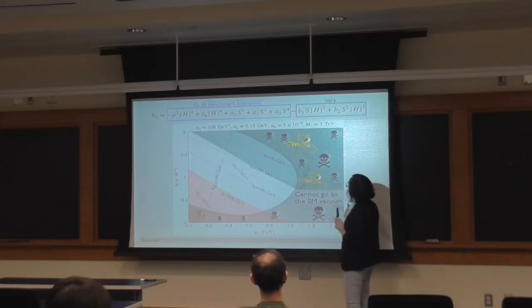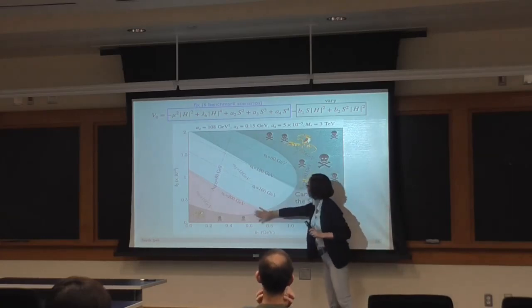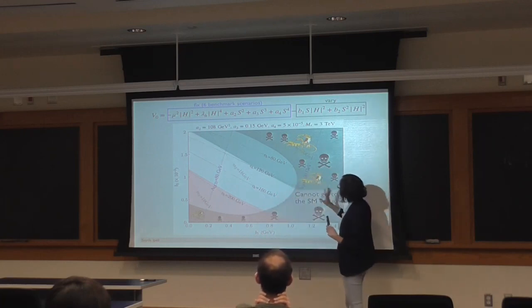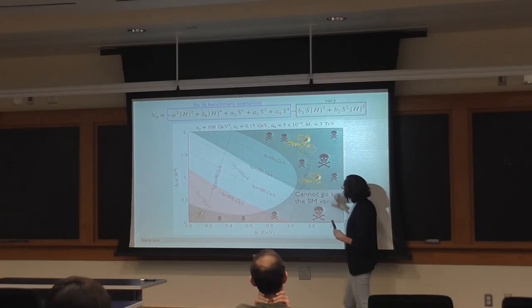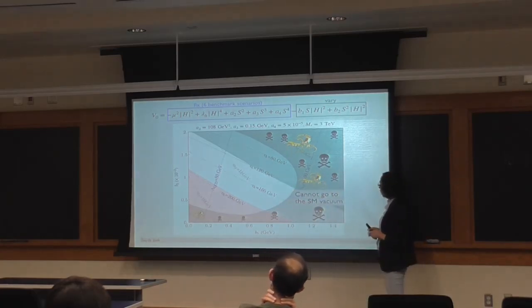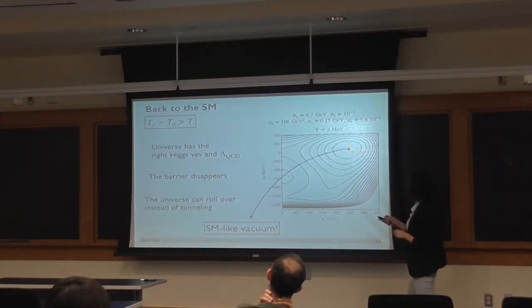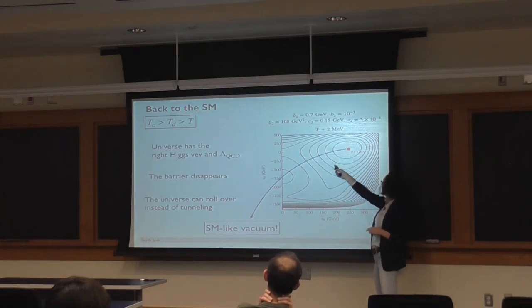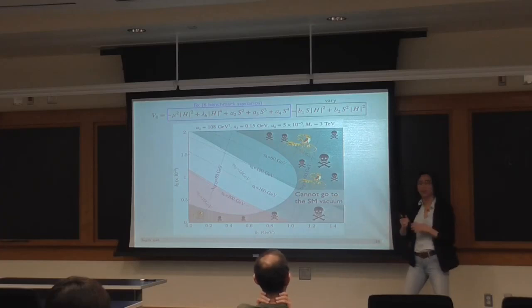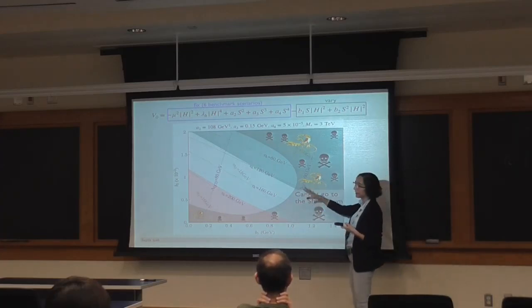So this plot is very crowded. I will tell you what these blue and pink shaded regions correspond to in a bit. But right now, the only important part is the dark gray and the lighter gray portions. In this region, the nice transition I told you about, rolling to this standard model-like vacuum, actually does not happen. That barrier never disappears, so the universe would have been stuck in a metastable vacuum up until the end.